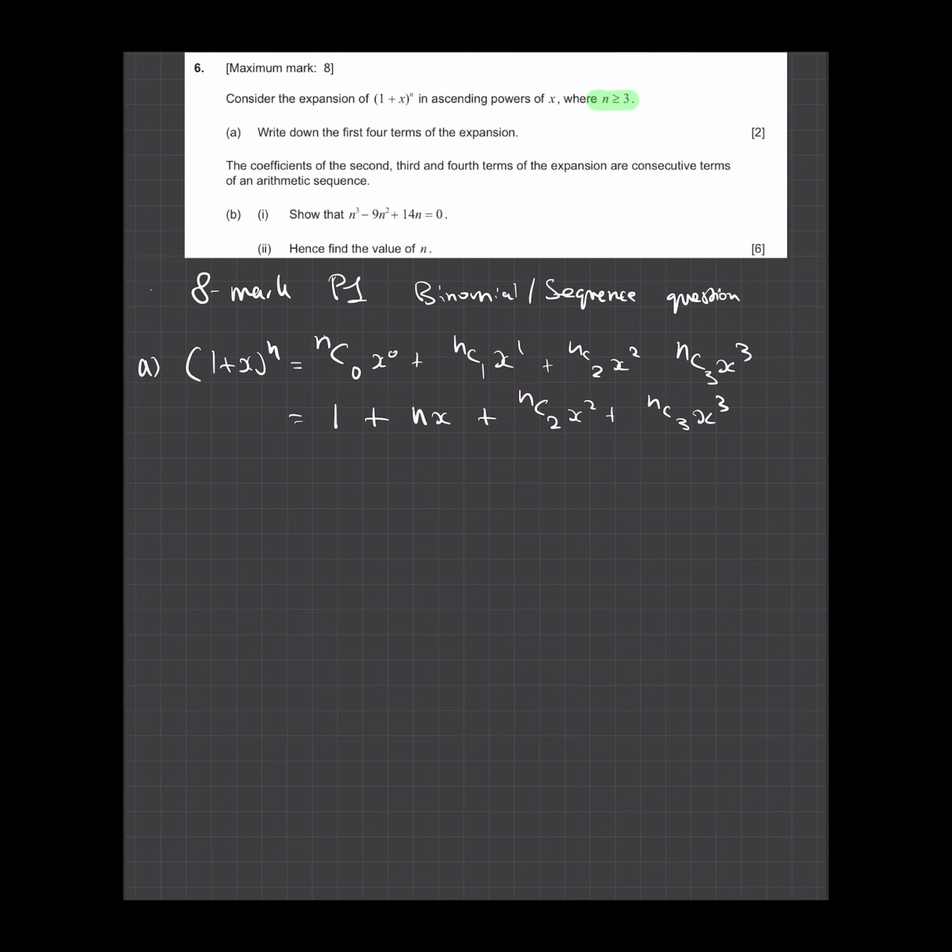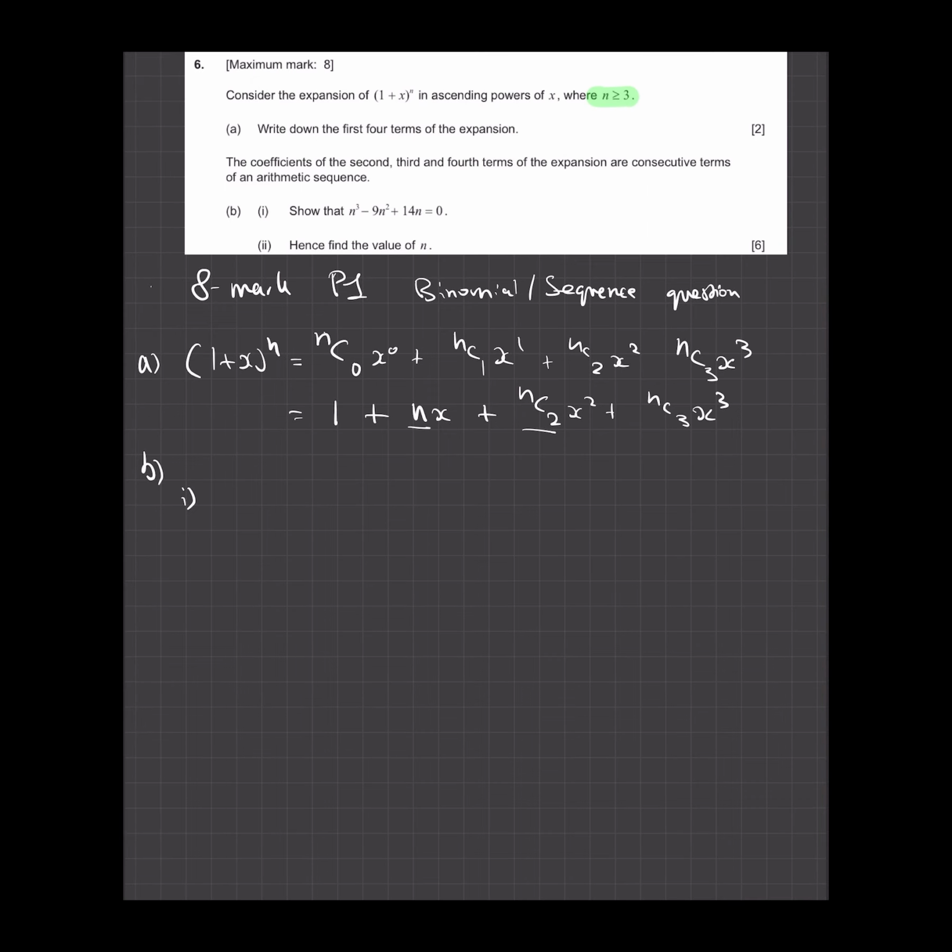So, the first part of the second part tells us that the coefficients of the second, third, and fourth terms are consecutive terms of an arithmetic sequence. So now we have to show that this equation is true. What does it mean if they're consecutive terms in an arithmetic sequence? That means that the next term minus the previous term is equal to the common difference, right?